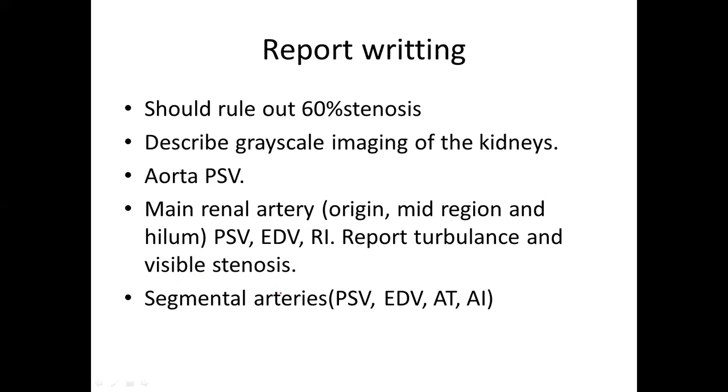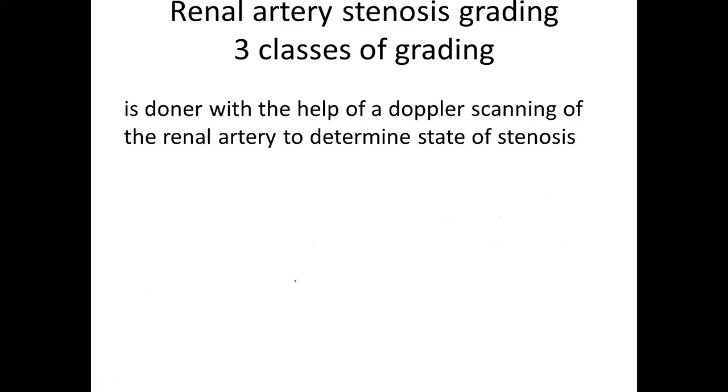Then also put the segmental artery values, the peak systolic velocity and diastolic velocity, acceleration time and the acceleration index. I have left the renal arterial ratio there on the main renal arteries. It should be put here. We need to see the RAR, and it should be documented.